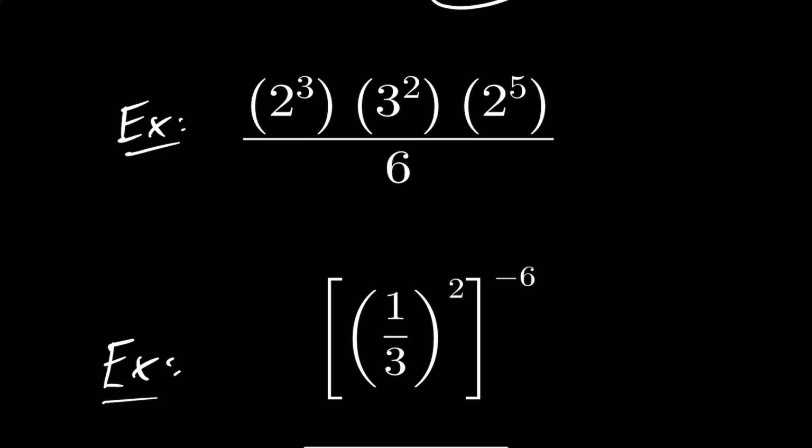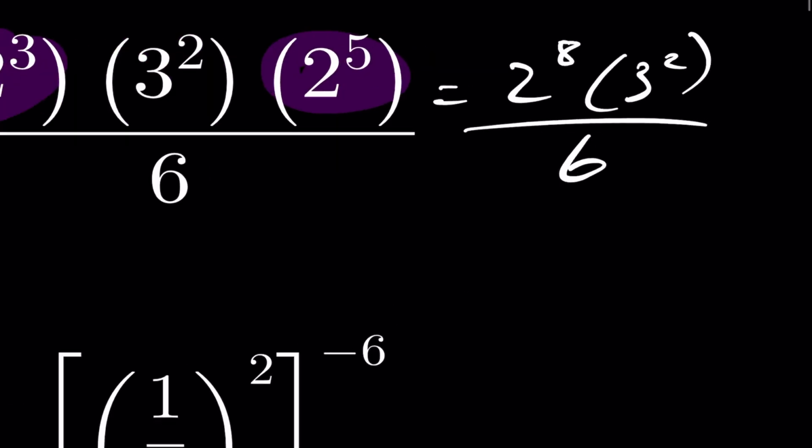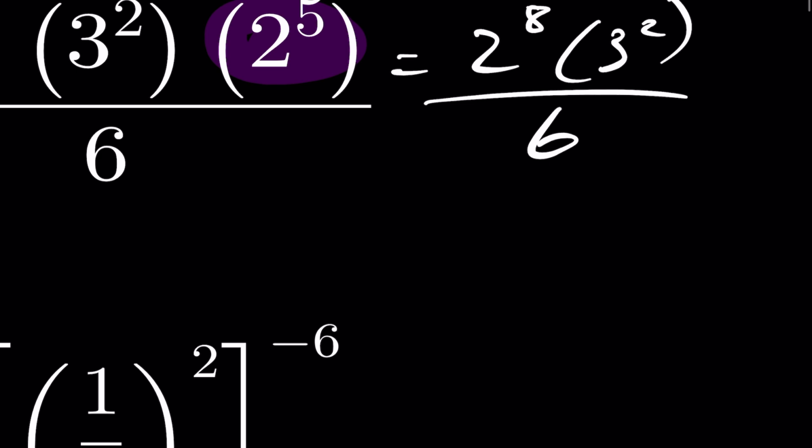For this one, again, the same idea. Combine these two together because you can, and this becomes 2 to the power of 8 times 3 squared divided by 6. Now, a lot of times students will stop here and say, okay, well, I'm done. There's not more to do. But if you make the observation that the 6 can be broken up, I can take this 6 and break it up into 3 times 2.